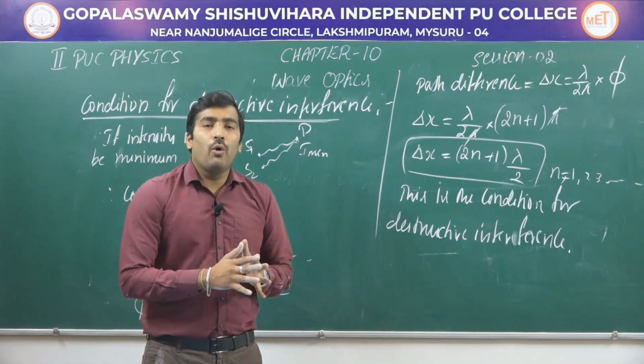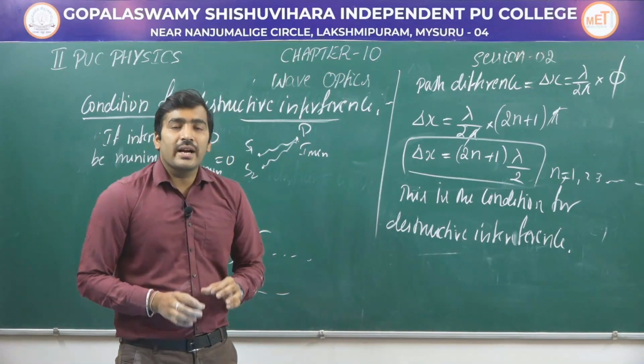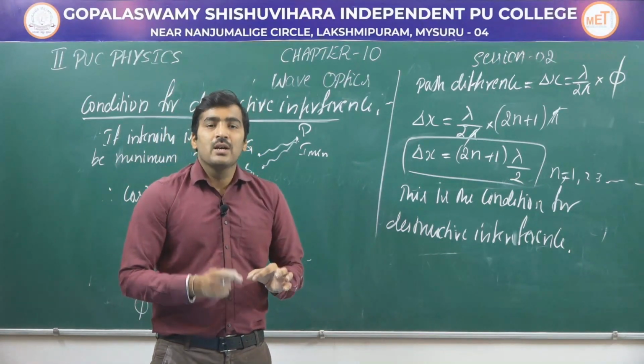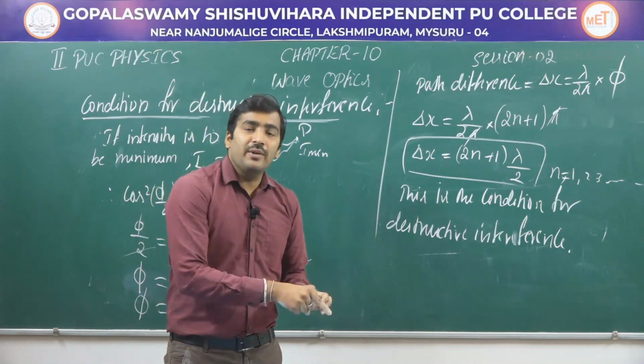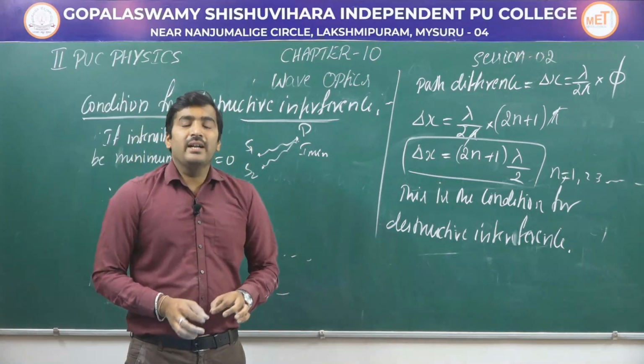So in this class, we deduced the theory of interference and obtained an expression for the resultant intensity as I is equal to 4 I naught into cos square phi by 2. Using that, we deduced the condition for constructive interference as well as destructive interference. We wrote an expression for the path difference in the case of constructive interference as well as destructive interference. That will be the end of the session.